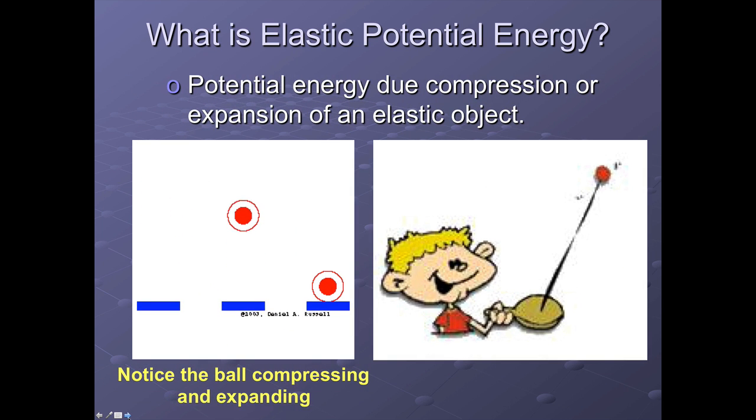Now, elastic potential energy is energy due to compression or expansion of an elastic object, which is basically a rubber band type of thing, or something that goes out and comes back like a rubber band. A basketball is going up and down due to the reflex of the ball once it hits the ground. This is an elastic object, and it has potential energy.